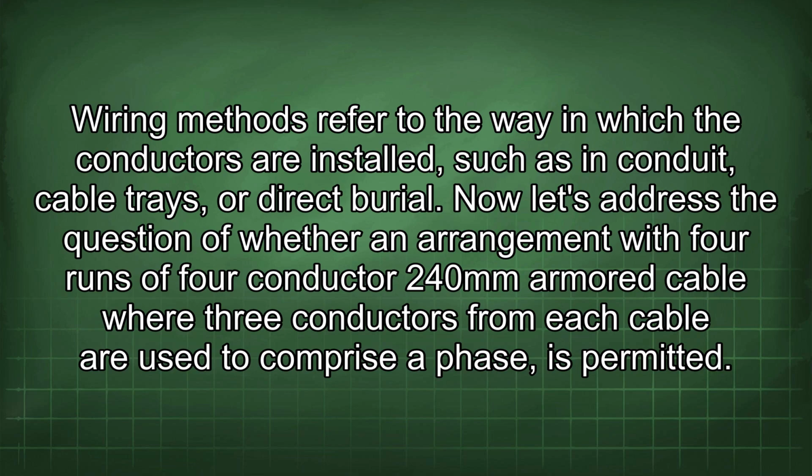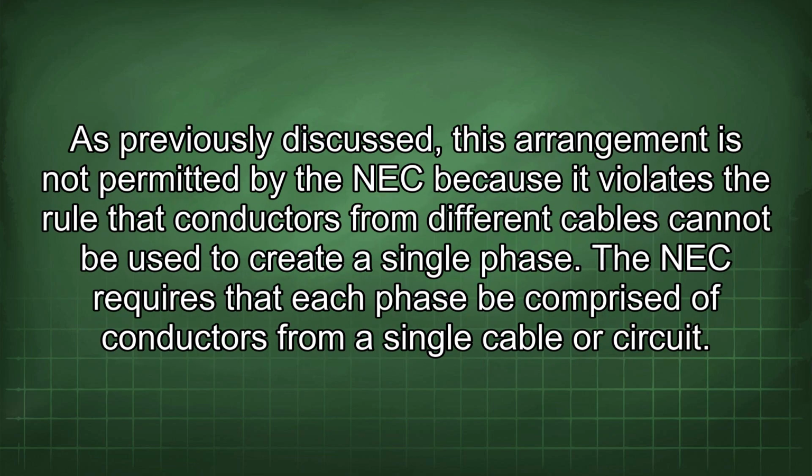Now let's address the question of whether an arrangement with 4 runs of 4-conductor 240 armored cable, where 3 conductors from each cable are used to comprise a phase, is permitted. As previously discussed, this arrangement is not permitted by the NEC because it violates the rule that conductors from different cables cannot be used to create a single phase. The NEC requires that each phase be comprised of conductors from a single cable or circuit.